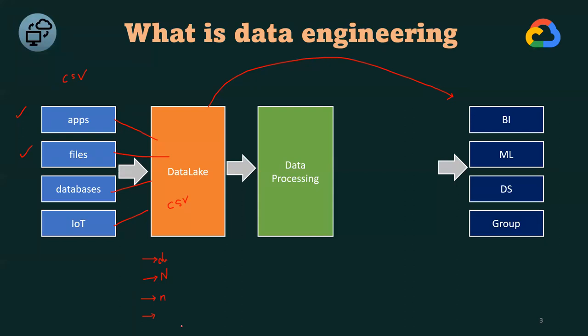Why are we going to process the data? We need to remove the duplicates, we need to handle the null values, and we need to handle some other data issues. So we need to properly clean the data and prepare the data for the analysis. All the pre-processing will be done in the data processing step.